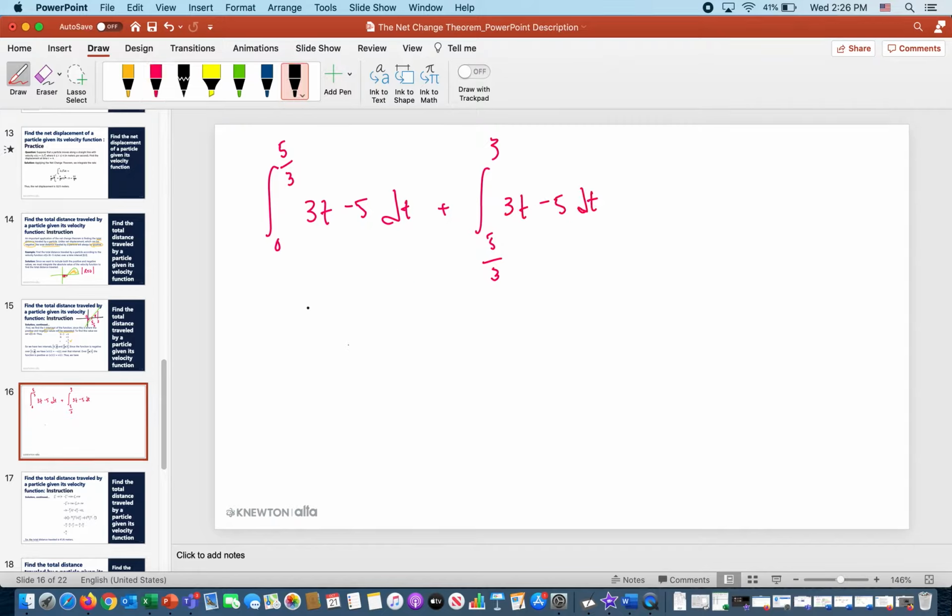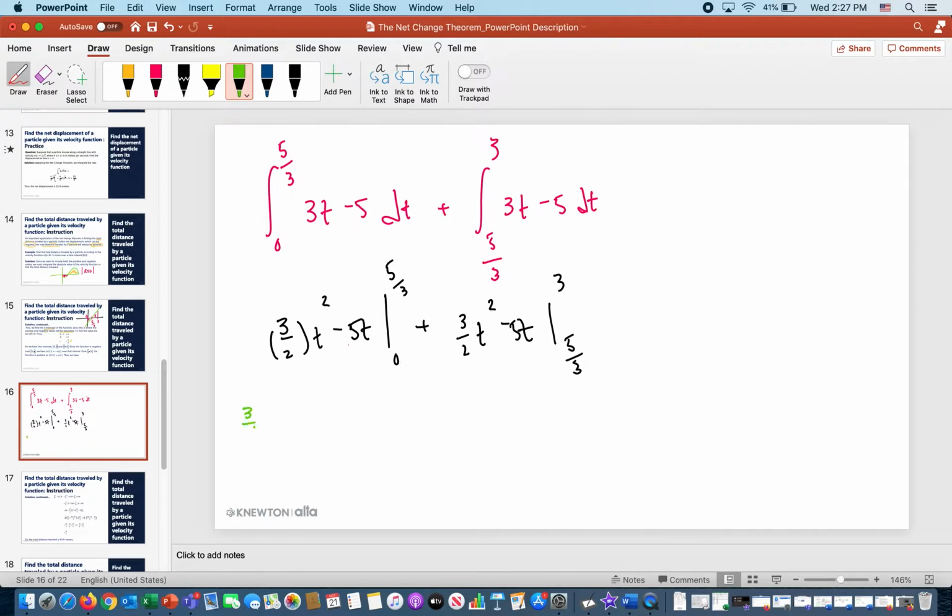Now, if I take the integral, I'm going to have 3/2 t squared minus 5t, and we're going to evaluate that from 0 to 5/3, plus the integral. It's the same thing, 3/2 t squared minus 5t, and we're going to evaluate this from 5/3 to 3. So I'm going to plug in 5/3. So we'll have 3/2 times 5/3 squared minus 5 times 5/3. Now I know there's a lot of fractions going on here and these things can get ridiculous, but again, I wanted you to see the important part of this.